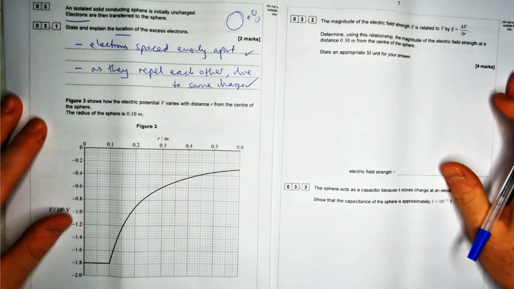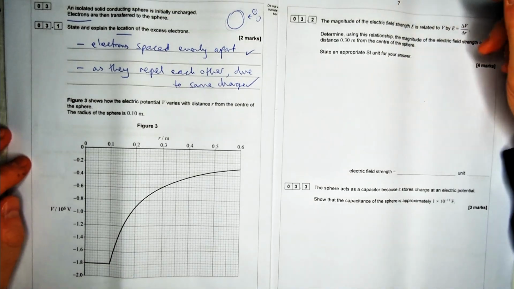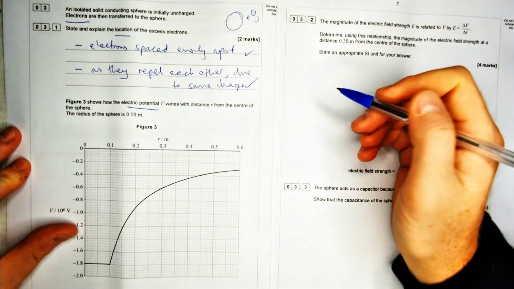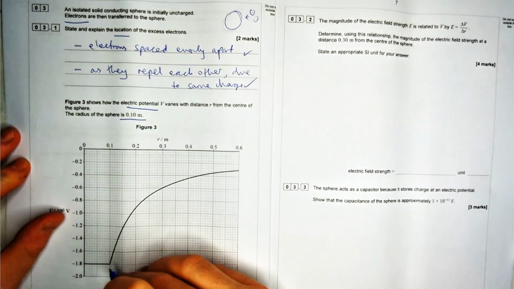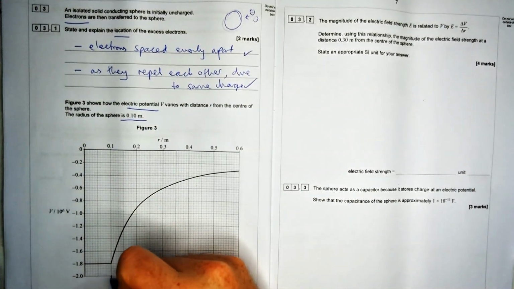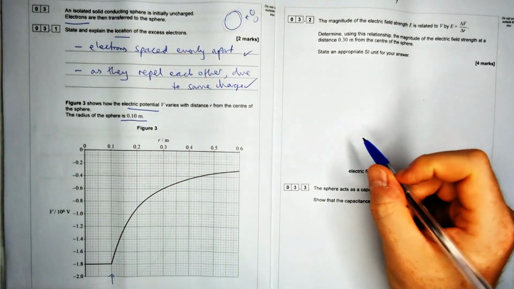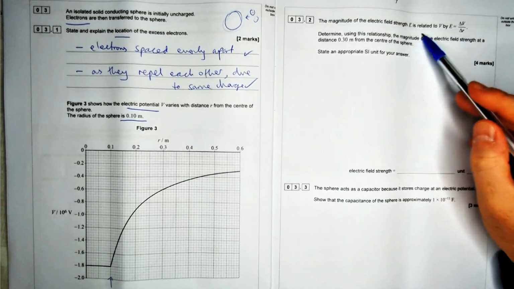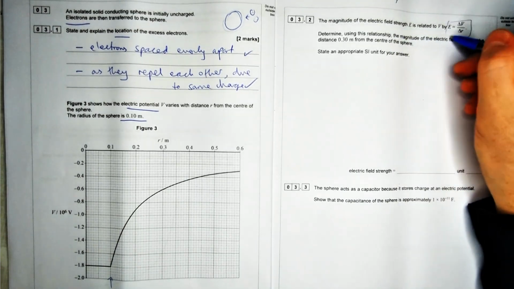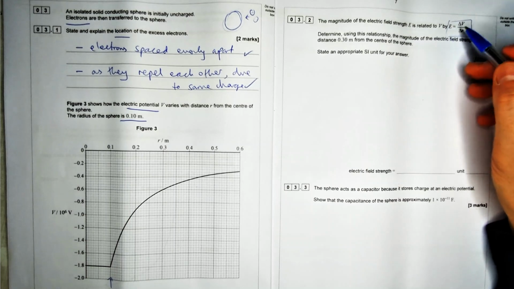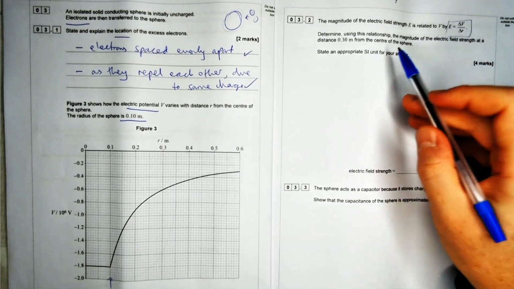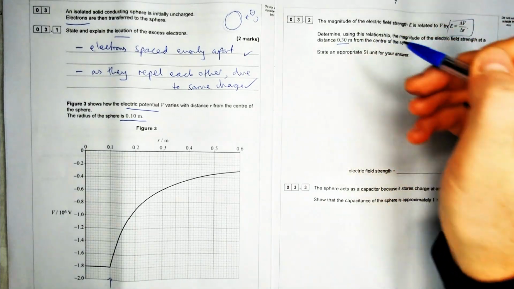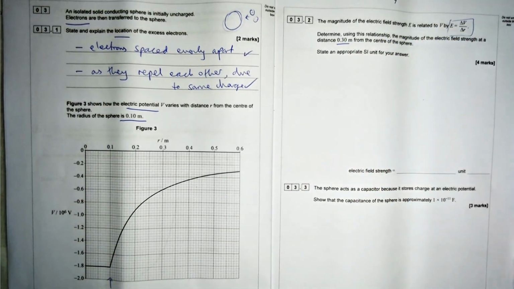Let's move on to the next question, which is a lot more typical sort of question. We've got a graph that shows how electric potential varies with distance from a sphere. It tells us the radius of the sphere is 0.1, which we could figure out because that's this value down here. So what are they asking us about this then? They give us an equation, which is quite handy, telling us how field strength varies. Field strength is determined by the potential gradient, and it says calculate the magnitude of the electric field strength at a distance of 0.3 from the center of the sphere.